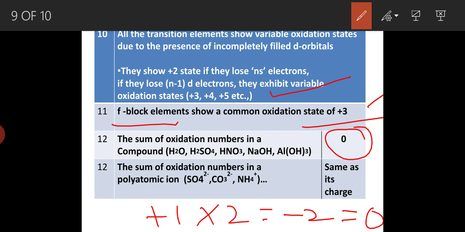The sum of oxidation numbers in a polyatomic ion is the same as its charge. Examples: in SO4 2-, CO3 2- and NH4+, etc., the total oxidation number of SO4 2- is equal to its charge, that is -2. The total of carbonate ion CO3 2- is its charge, that is -2. The total of the NH4+ ion is +1, its charge.